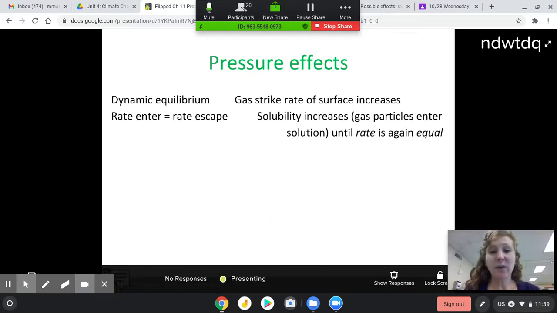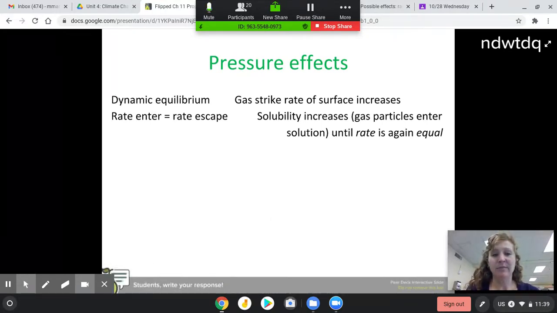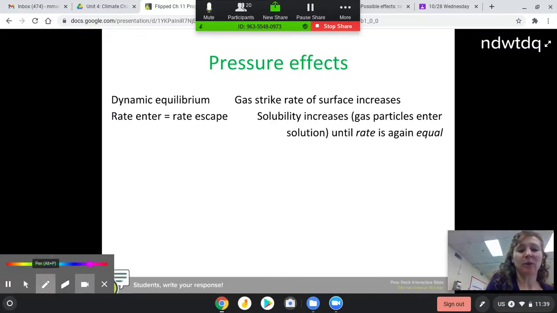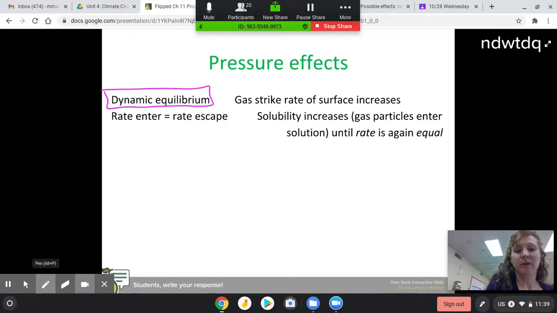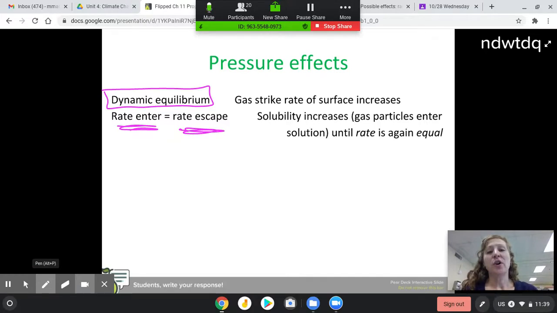Okay, so here we get into pressure effects, and this we kind of talked about before, the dynamic equilibrium, the rate of entrance versus the rate of escape. So I'll cover a couple more of these chapters in our recorded asynchronous time, and hopefully we'll get far enough through the definitions that tomorrow in class we can do some practice together.